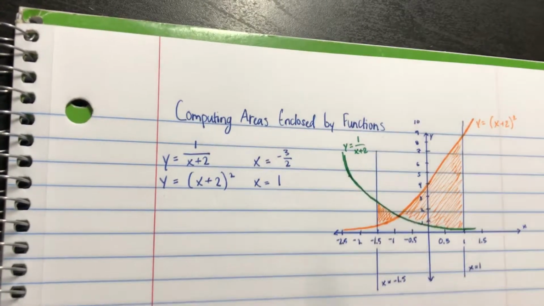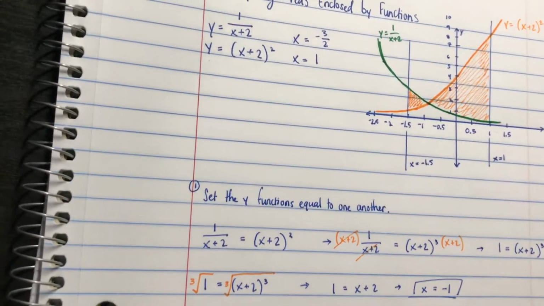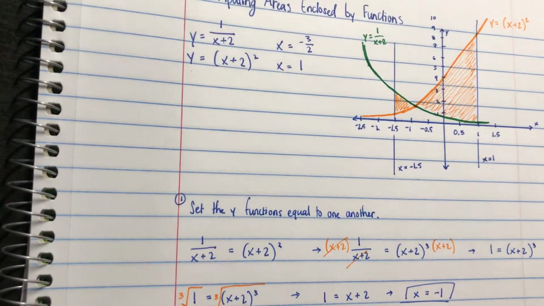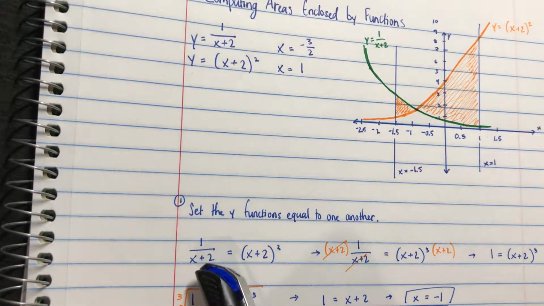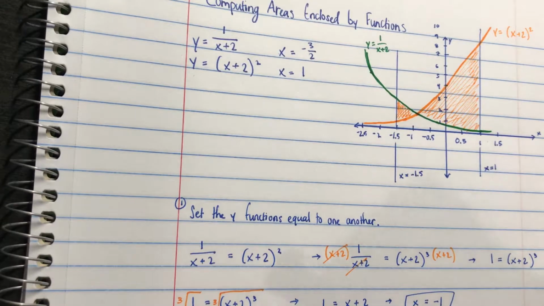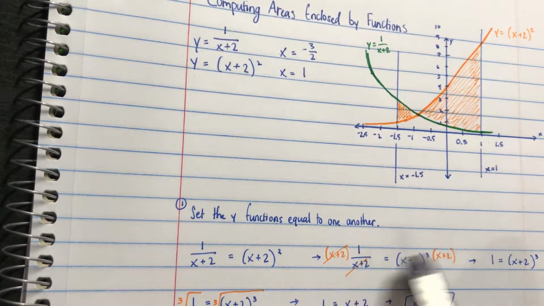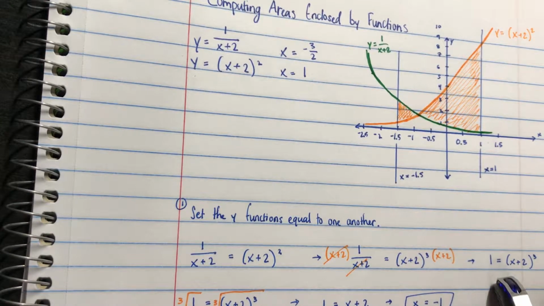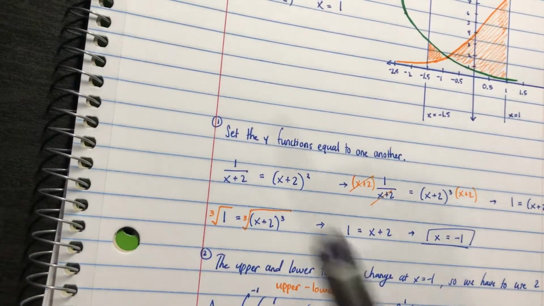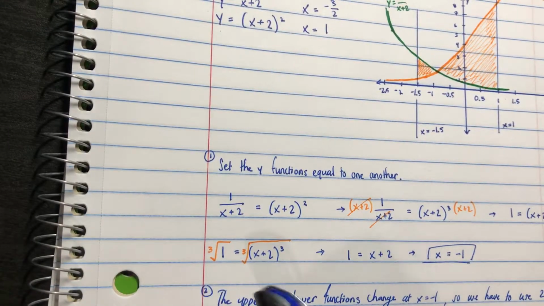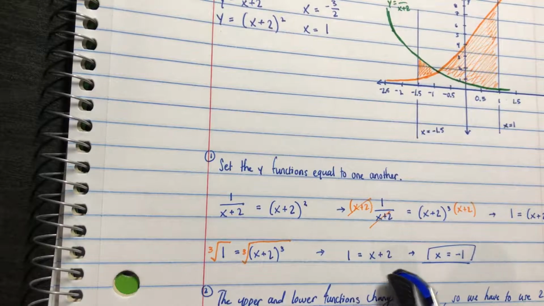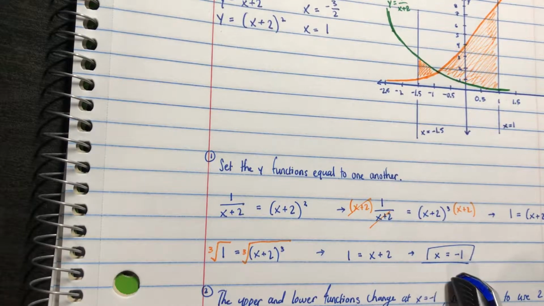And in fact, that's our first step. We're going to set the y functions equal to one another, in other words, set 1 over x plus 2 equal to (x plus 2) squared. We simply multiply both sides by x plus 2 to get rid of the denominator, and we're left with 1 equals (x plus 2) cubed. We'll take the cube root of both sides, and we'll find that 1 is equal to x plus 2, or in other words, x is equal to negative 1.